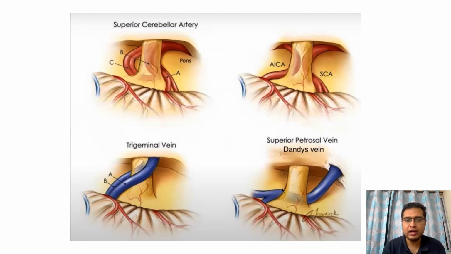The most commonly involved nerve in a neurovascular conflict is the trigeminal nerve, leading to trigeminal neuralgia, and the vessels that can cause this conflict include the superior cerebellar artery, which is the most common one, then AICA, that is anterior inferior cerebellar artery, the trigeminal vein, and the superior petrosal vein or Dandy's vein, which are relatively rare. But all these vessels have been implicated in trigeminal neuralgia neurovascular conflict, and it is very important to remember: superior cerebellar artery, AICA, trigeminal vein, and Dandy's vein or the superior petrosal vein.